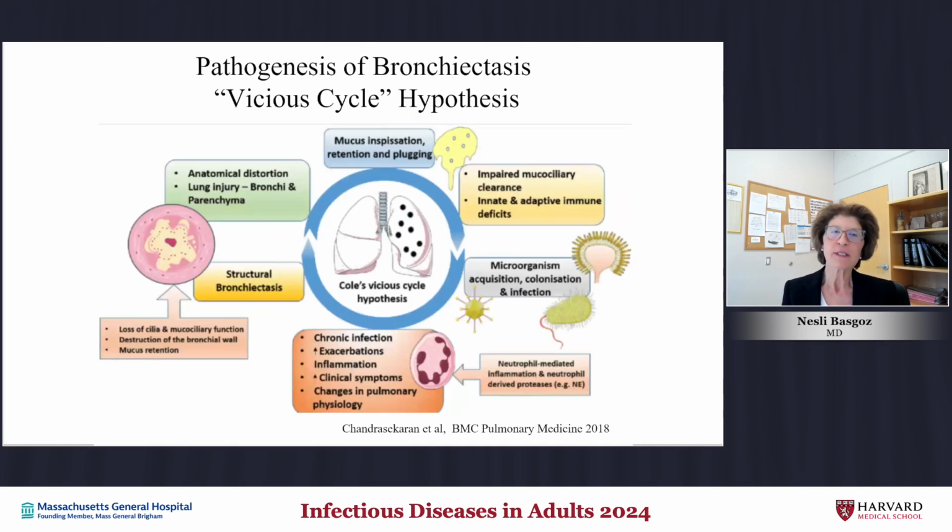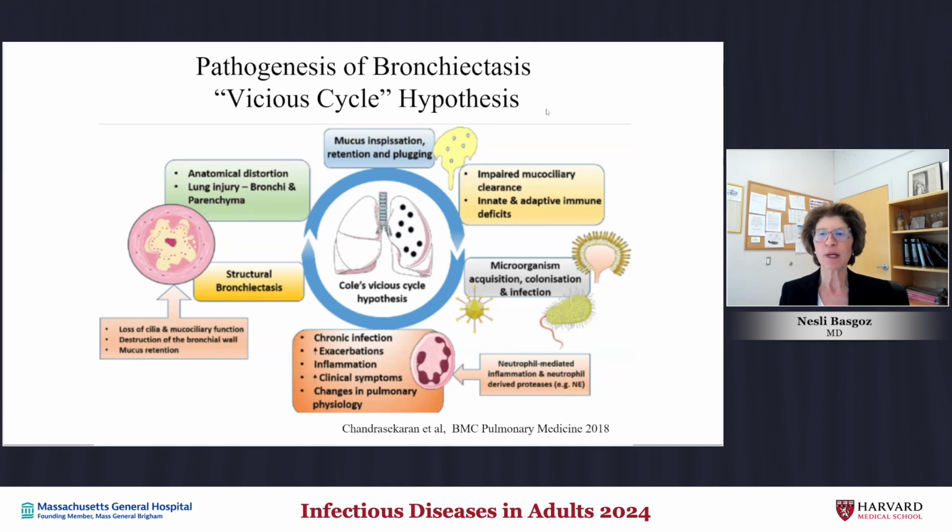So here's a schema of the proposed pathogenesis of bronchiectasis. It's called the Cole's vicious cycle hypothesis. And what's important to note here is that people can enter this cycle at various points. And in some cases, you do know that they have a condition associated with one of these points, but other times they don't. And these are events that happen essentially in everyone with advanced bronchiectasis.